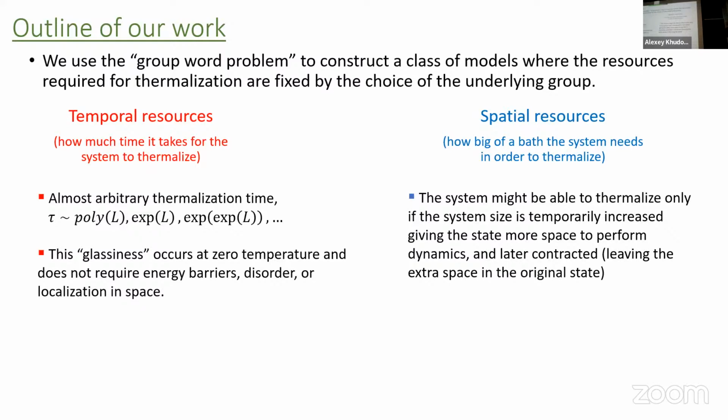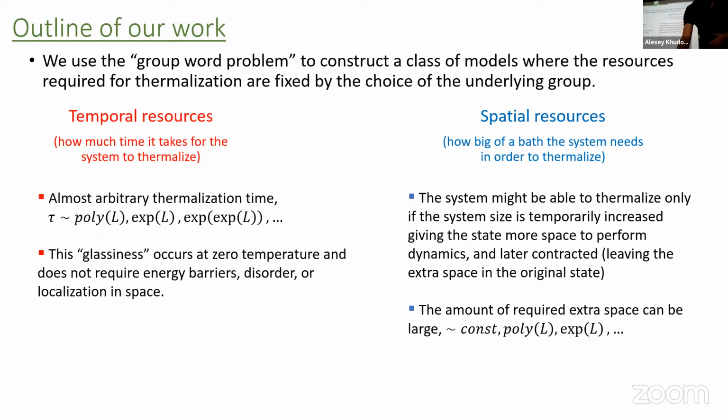what spatial resources means is how big of a bath the system needs in order to thermalize. Sometimes if you confine the system in a finite space, then it cannot thermalize. But if you temporarily extend your system, increase its size, and let this jammed state expand into this extra space, do some dynamics there, and then contract back into the original space, leaving the rest of the space in the original state, then it can actually thermalize. So sometimes the system needs a bit of extra space in order to thermalize.